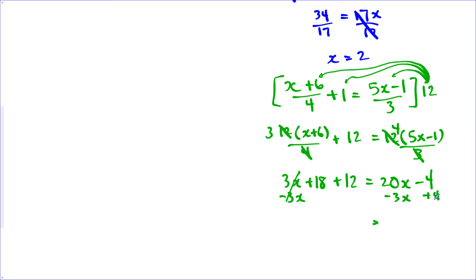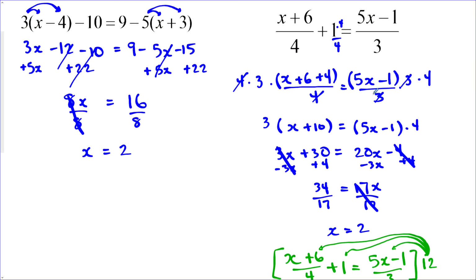Plus 4 on both sides. This side would add up to 34. This side would be 17x. Divide both sides by 17, and we get x is equal to 2. Why might we want to do it this way? Well, in one step, we get rid of all the denominators, and that simplifies the question. This also took, after the question, 4 steps, whereas this took 5 steps. But I suppose that you could skip steps and make it shorter as well.